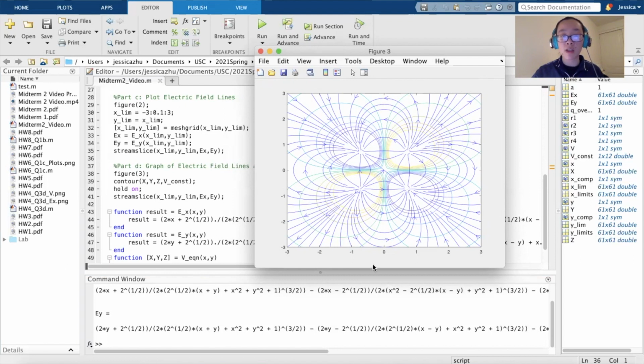This graph is to be expected since all of the electric field lines are perpendicular to the equipotential lines. In addition, as you get closer to each point charge, the equipotential lines are closer and closer together. And this signifies an increasing magnitude of the electric field the closer you get to the point charge, which is to be expected.